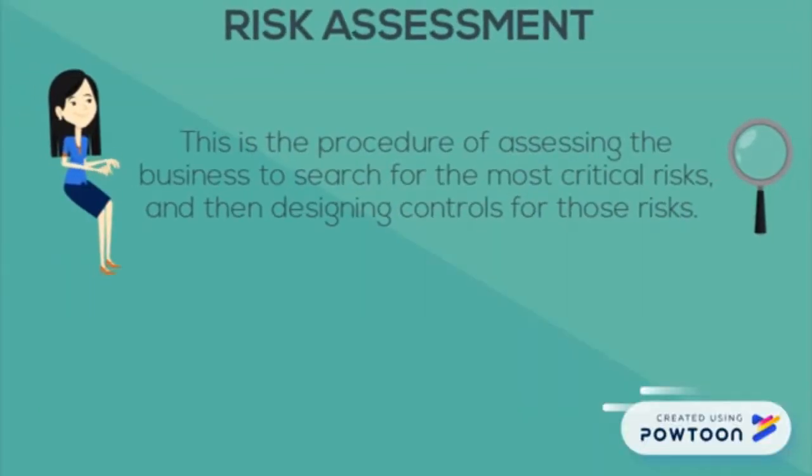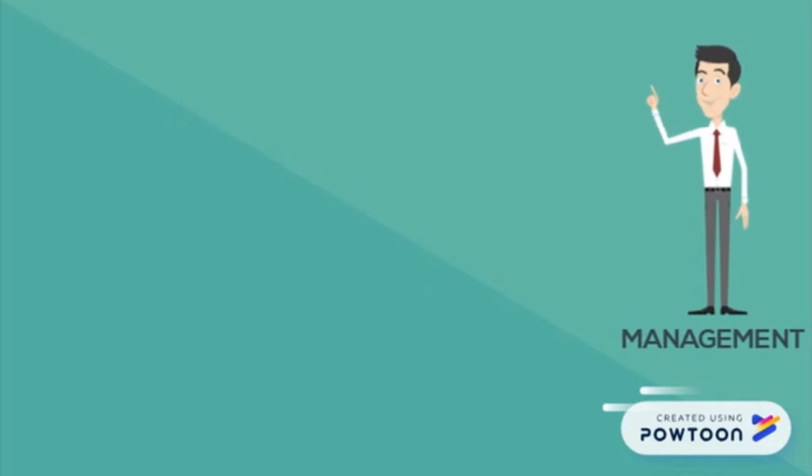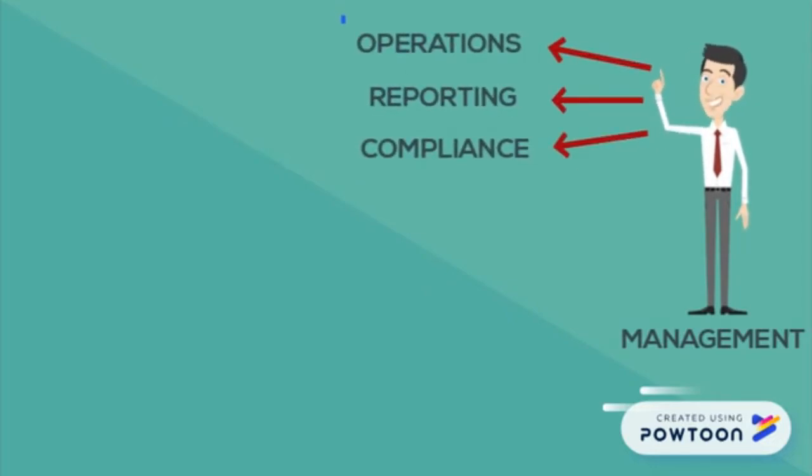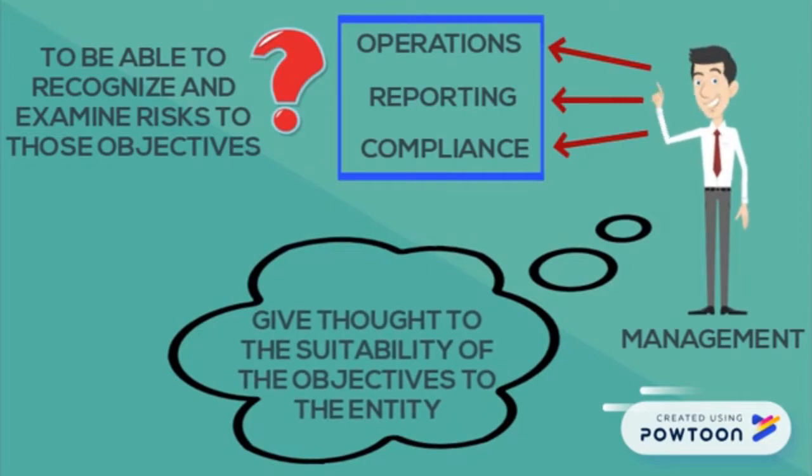This is the procedure of assessing the business to search for the most critical risks, and then designing controls for those risks. This assessment has to be carried out on a regular basis, to take into account any new risks developed by new activities in the business. Management identify objectives by categories relating to operations, reporting and compliance to be able to recognize and examine risks to those objectives. Management also give thought to the suitability of the objectives for the entity.